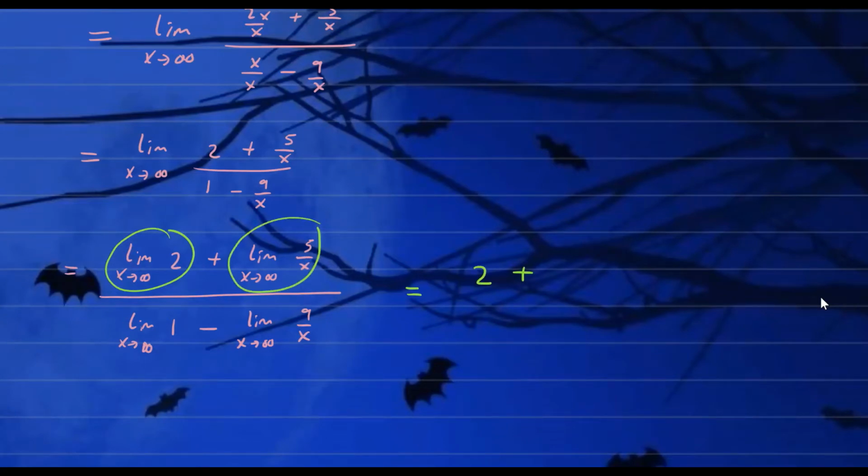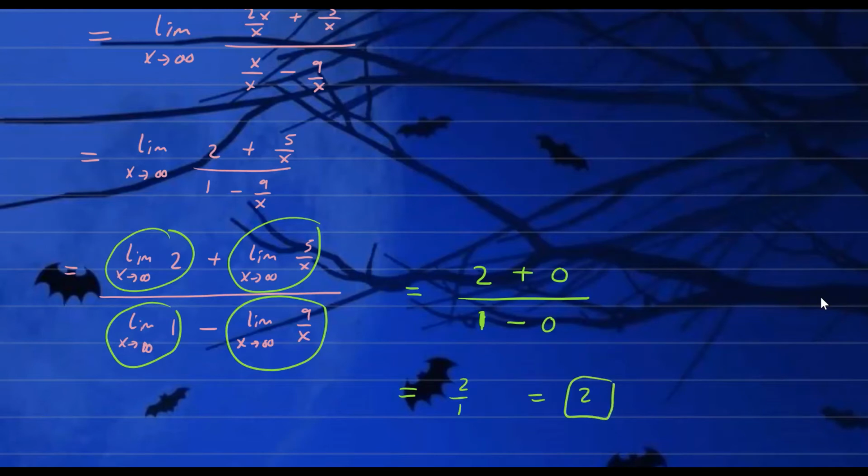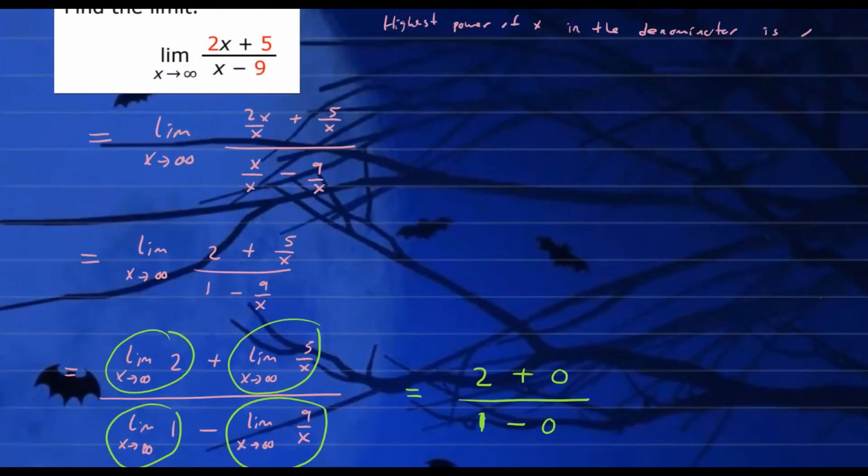As x goes to infinity, 5 over x becomes very small, because you're plugging in a large number for x. So 5 over 100, 5 over 1,000, overall it's going to go to 0. So we'll say that limit is 0. And this limit, the limit of a constant, is that constant, 1. And this limit, 9 over x, same argument as 5 over x, is also 0. Therefore, this limit is 2 over 1, or simply 2. So the limit of this function is simply 2.